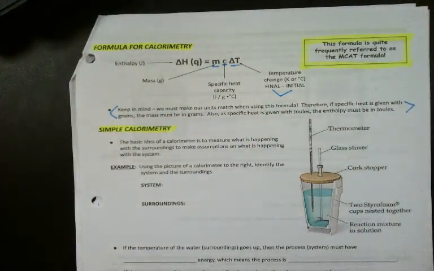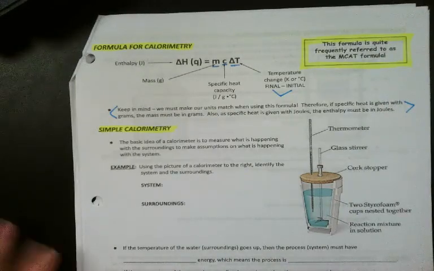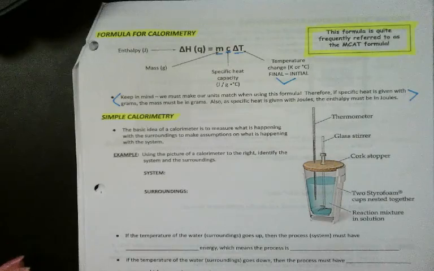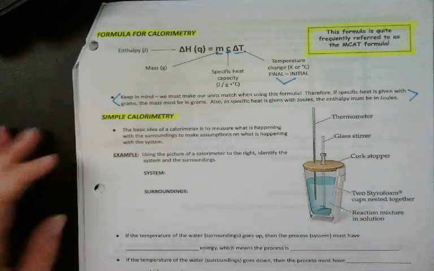Keep in mind, you must measure mass to actually use this one. Therefore, if specific heat is given in grams, the mass must be in grams. Also, if specific heat is given in joules, the enthalpy must be in joules. Does everybody understand that? That's kind of just talking about what I just said. If I give you something in a specific unit, you need to make sure all of the units are consistent throughout.